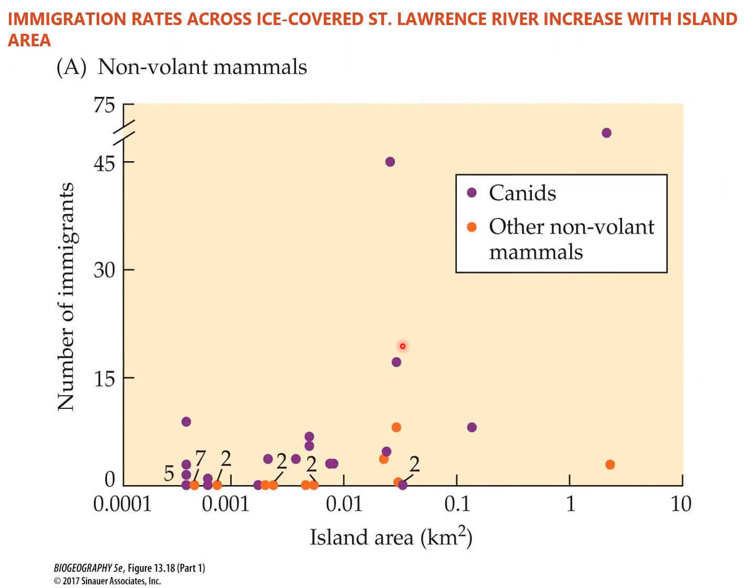So yeah, just a few more pieces of evidence here: immigration rates across the ice-covered St. Lawrence River, again, immigration rates increasing with island area. As the St. Lawrence River freezes over, there are some islands there that can be reached by organisms that wouldn't normally be able to reach them, because they cannot fly and are maybe not going to swim there. But as they're able to disperse over the ice, you can see that the immigration rates increase with island area. There's not a line here, but you can kind of see it.